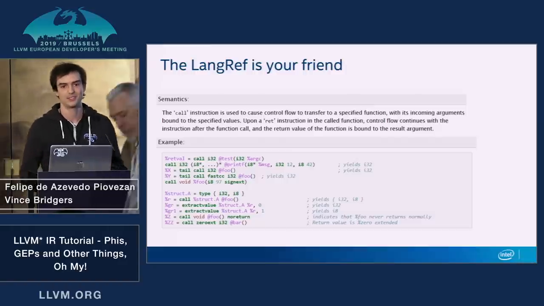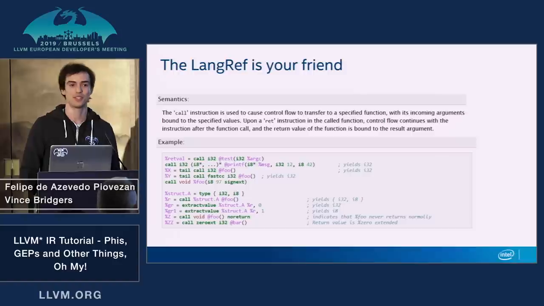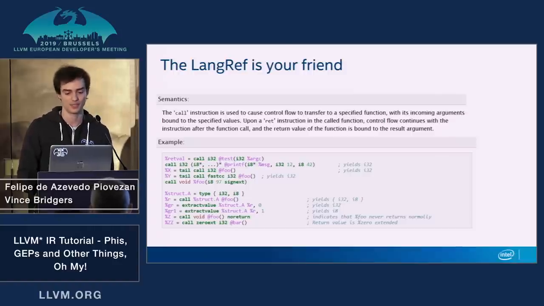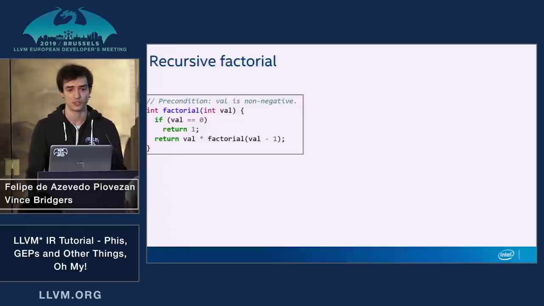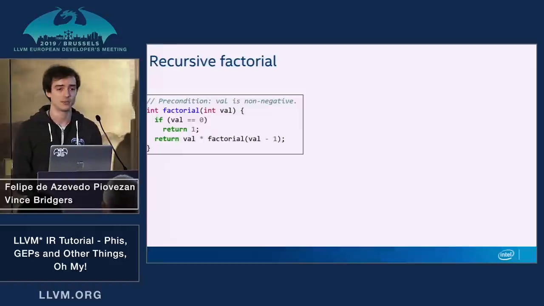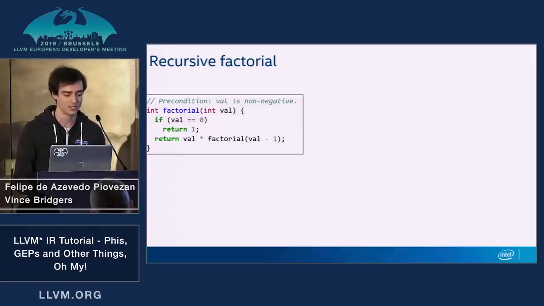All right. Now that we have our basic information about the IR, we are ready to look at some more complicated code, and where some of the most peculiar features of the LLVM IR reside. For that, let's look at how we can implement our factorial function first in a recursive way. So we have a simple piece of C code here where we test if our argument is zero. If it is zero, then we just return constant one. Otherwise, we're going to recursively call our factorial function and return that times our input argument.